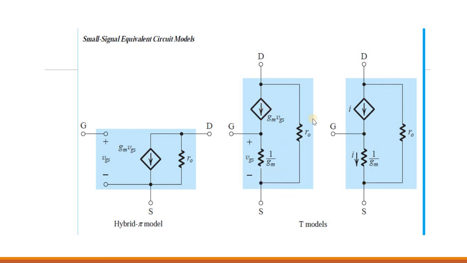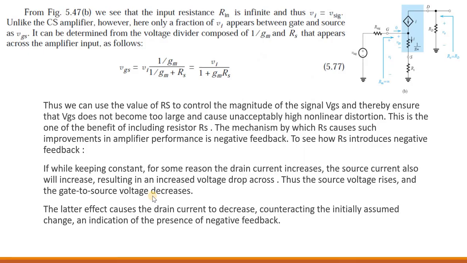Here the current is represented as small letter i, which is Gm into VGS, and this current controlled source is replaced by the resistance 1 over Gm. So this is the T model of the MOSFET, and this is the pi model of the MOSFET. Why do we require this? It is directly given as the T model, a common source amplifier with the source resistance Rs. The MOSFET has been replaced by the T model. That is why I explained how you get this T model.